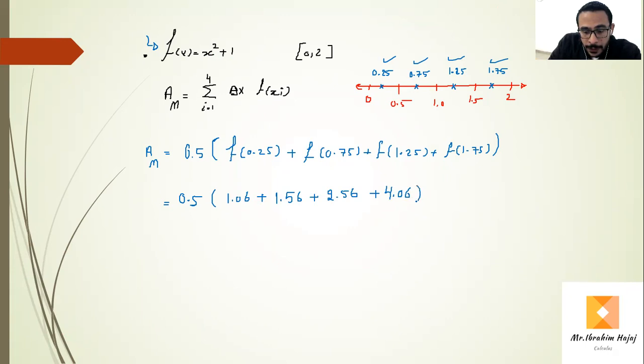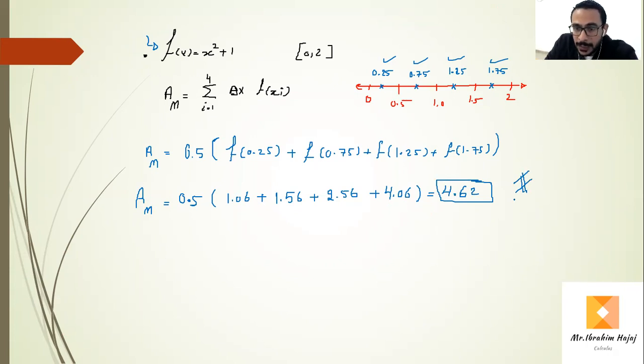Okay, let's add all of them and then multiply the answer by 0.5, or take half of the answer. 1.06 plus 1.56 plus 2.56 plus 4.06 and then multiply by 0.5 gives us the approximate area using the midpoint rule, 4.62. Put it here inside the rectangle and pay attention, please.